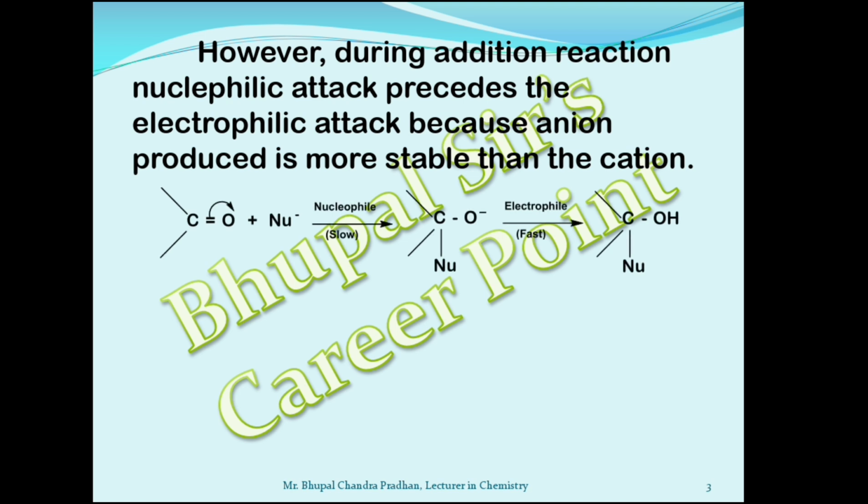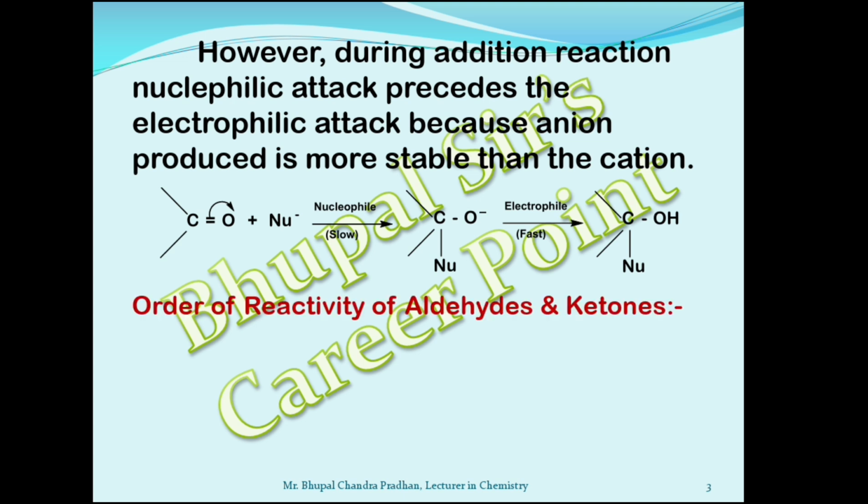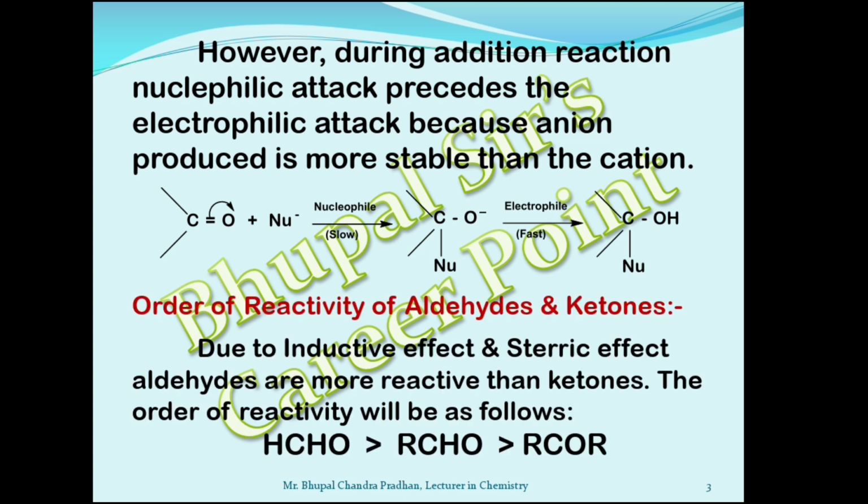So how is the reaction carried out? The nucleophile is negatively charged. It will attack the carbonyl carbon from the back side. And after that, the electrophile will attack the negatively charged oxygen atom and we get the corresponding nucleophilic addition product. Order of reactivity of aldehydes and ketones.